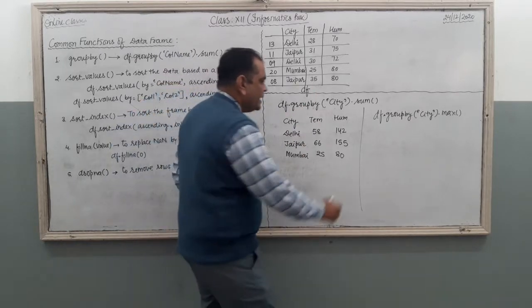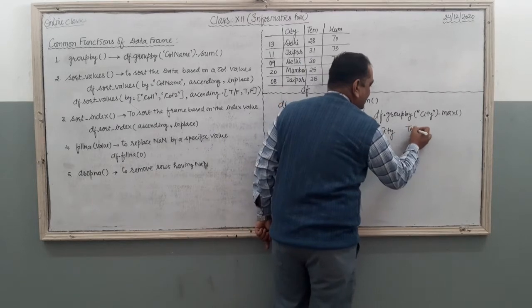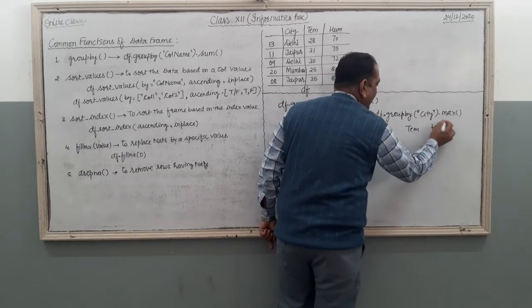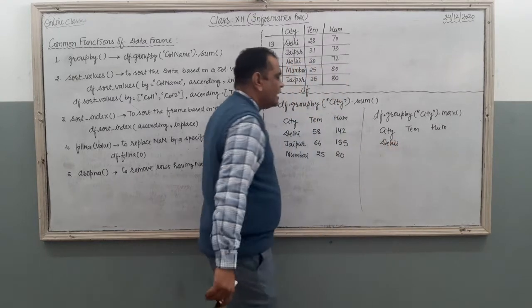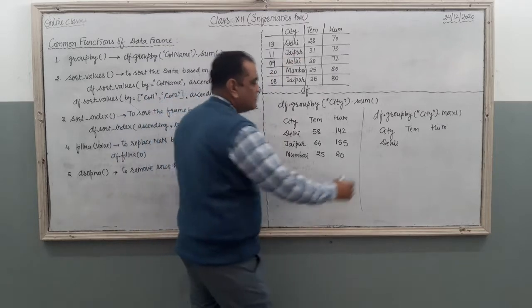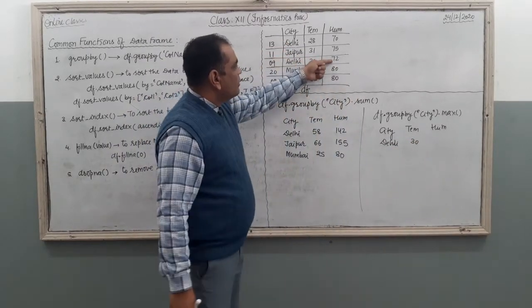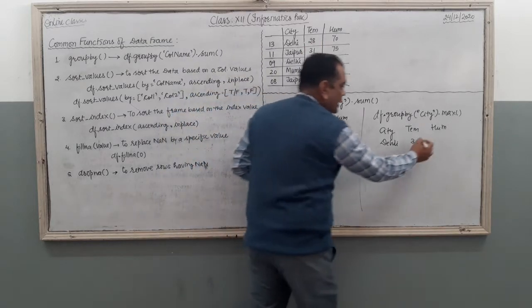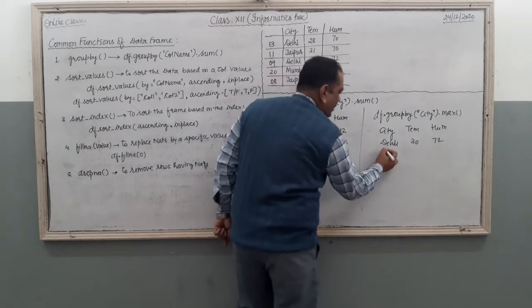Dot max means what? Now computer shows the data frame like this: city, temperature, and here it is humidity. City, Delhi is there. And what is the maximum temperature of Delhi? 28, 30. Maximum is 30. So computer put 30 over here. Then Delhi, two records, 72 and 70. Maximum humidity is 72 in Delhi. Right? Then Jaipur record is there.